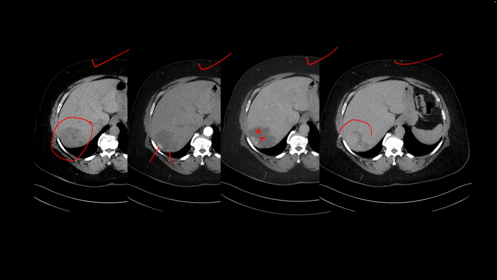And on the more delayed image we find that it is isodense or slightly hyperdense to the surrounding liver, and on this delayed image, which is generally acquired at 3 to 5 minutes, most of it has filled with contrast. And so these findings are characteristic of a hemangioma. Sometimes it may take up to an hour for the entire tumor to fill up with contrast.